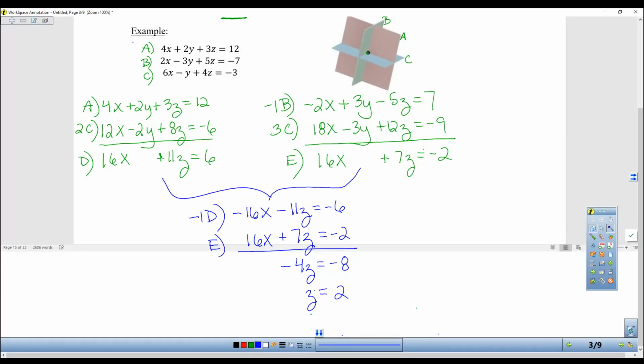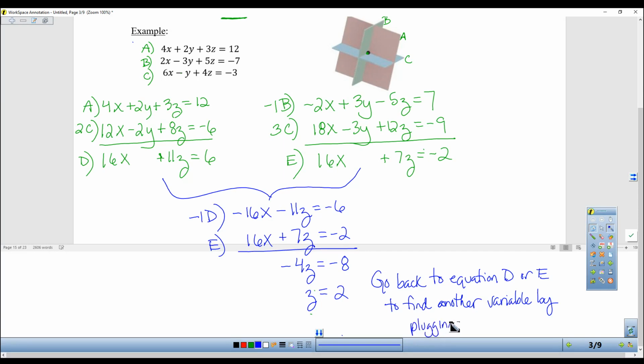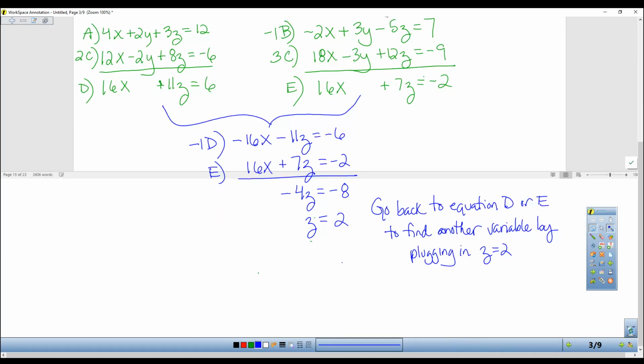Now that I know that z is equal to 2, I'm going to go back just one step to equation D or E to find another variable, in this case x, by plugging in z is equal to 2. So they both look good. It doesn't really matter which one you pick.